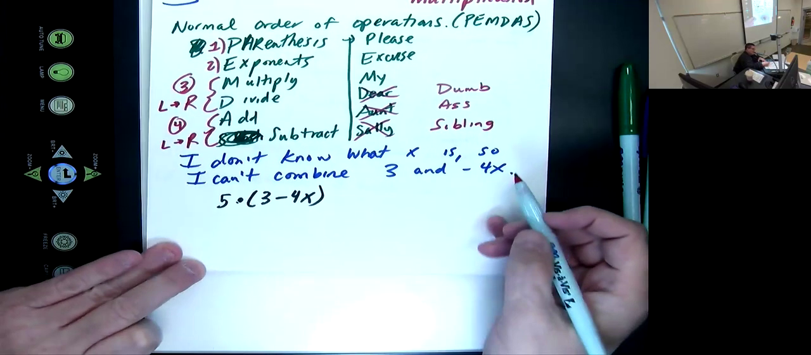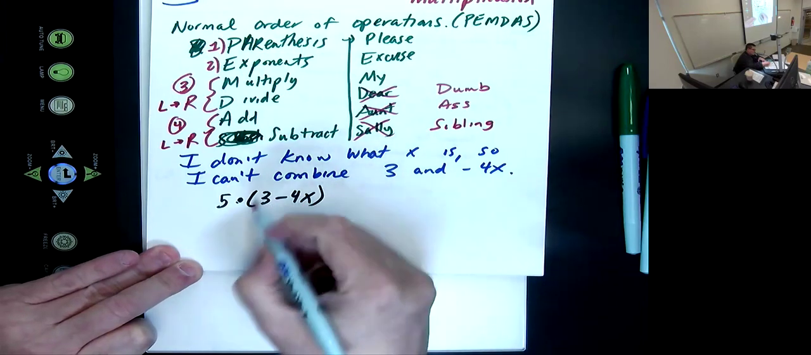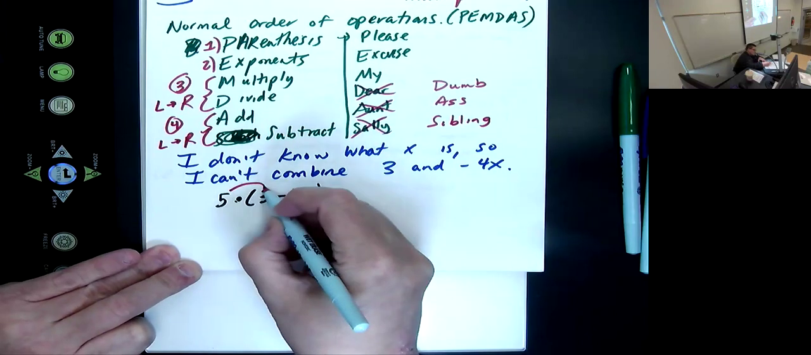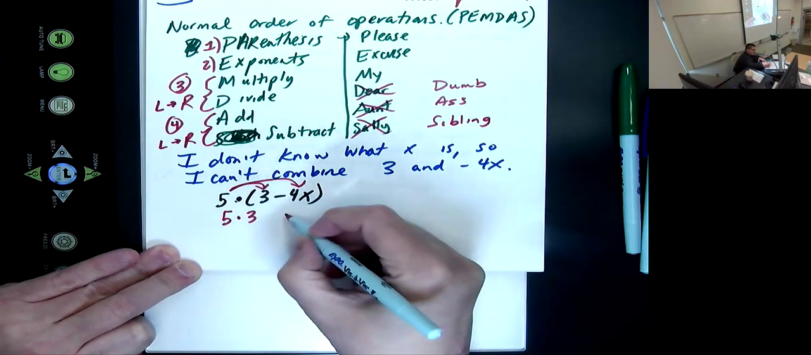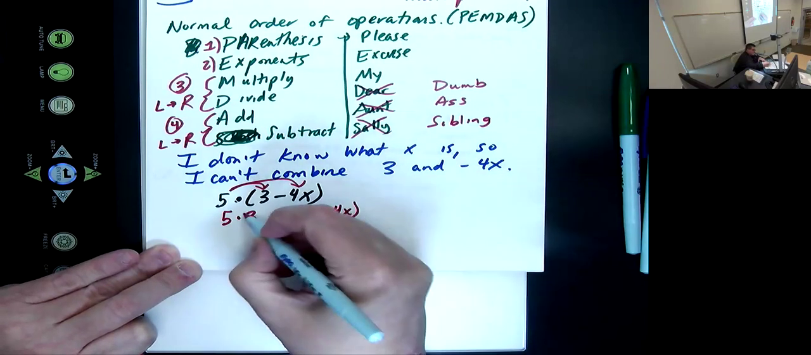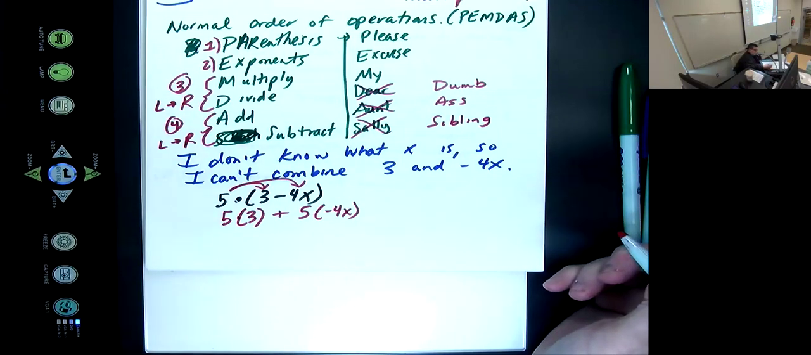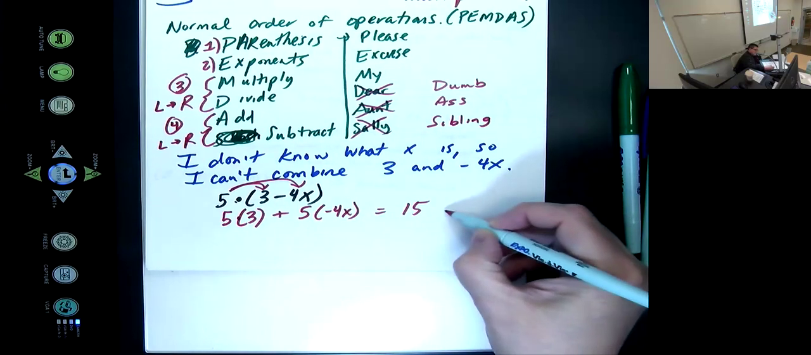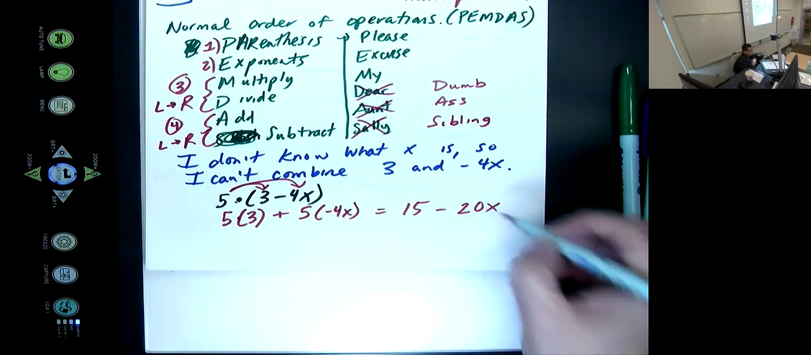All right. So when we do this, we can't combine these. Instead of doing the multiplication with the combined thing, we're just going to multiply 5 by each one individually. This is 5 times 3 plus 5 times minus 4x. That's effectively what we're doing. So this ends up being 15 minus 20x.